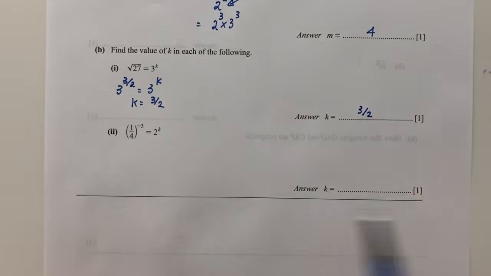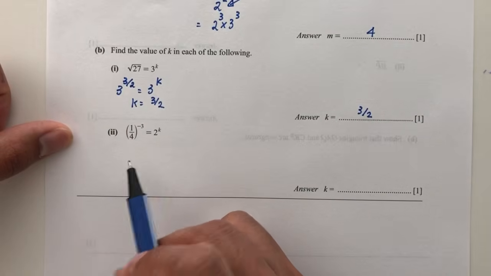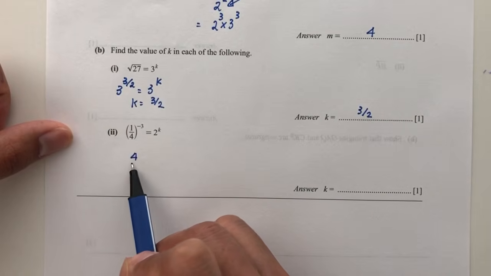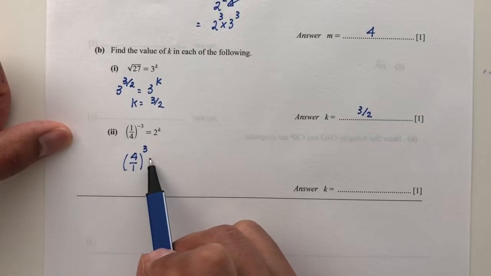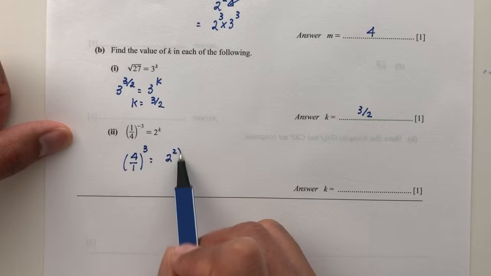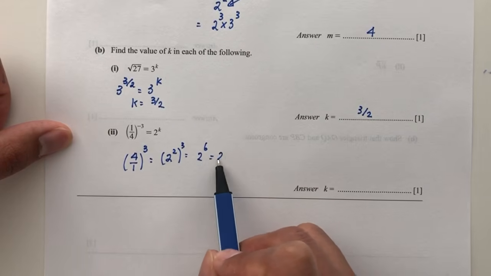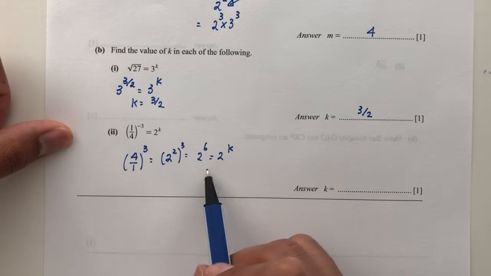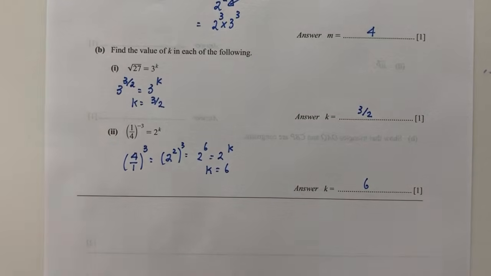Okay, and now part 2, we have this one. We can flip this upside down. You will have 4 over 1 power 3. Now what is 4? 4 is 2 power 2. That will be 2 power 6 equal to 2 power k. Now the bases are the same. You can just remove the base. You will have k equal to 6.